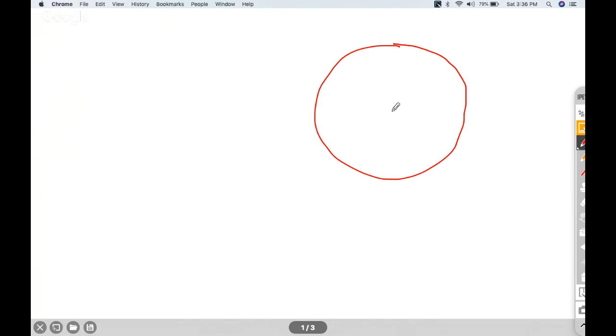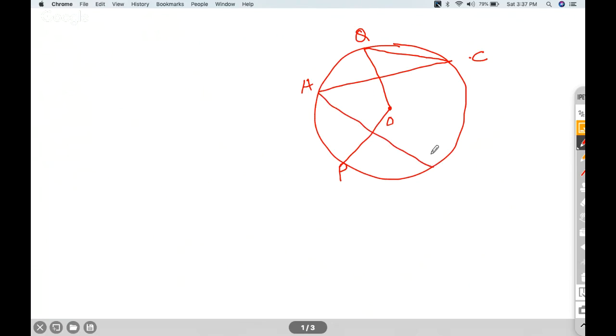So this is a circle and this is my center O. And what I do here is I draw a line OQ. I draw a line OP. I draw a chord AC. I join this QC. I draw another chord AB and I join this PB.